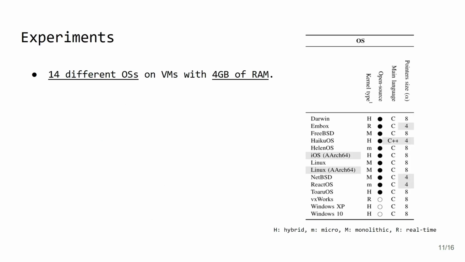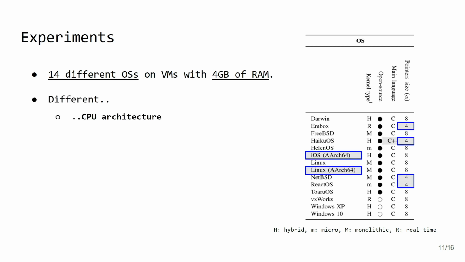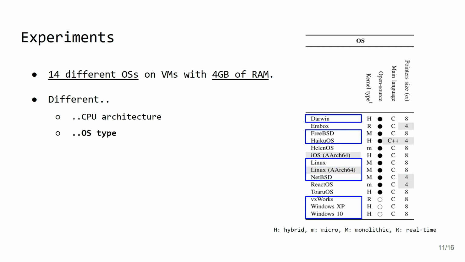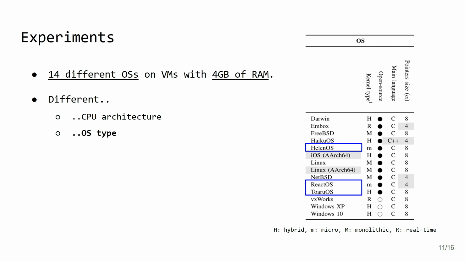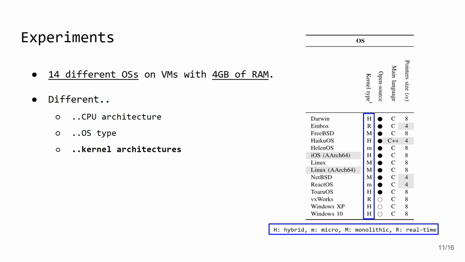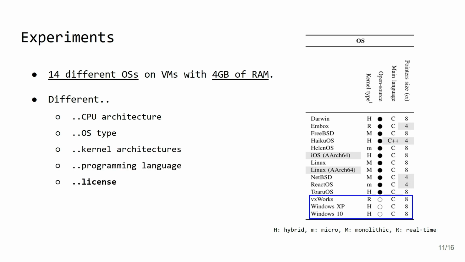We have performed some experiments on a dataset composed of memory dumps taken from 14 different operating systems running on a virtual machine equipped with 4 GB of RAM. We have chosen the operating systems to run on 3 different CPU architectures: Intel 32, Intel 64 bits, and ARM 64. We have chosen the operating systems in order to be as varied as possible in terms of operating system type. We have general purpose operating systems like Linux or Windows, real-time operating systems, mobile operating systems, and hobbyist projects. In our dataset, we have operating systems with different kernel architectures: hybrid kernel, microkernel, monolithic kernel, real-time kernels, written in C or C++, and open source or not. We have used Ghidra as a static analysis tool in order to extract the global kernel variables from the memory dump.